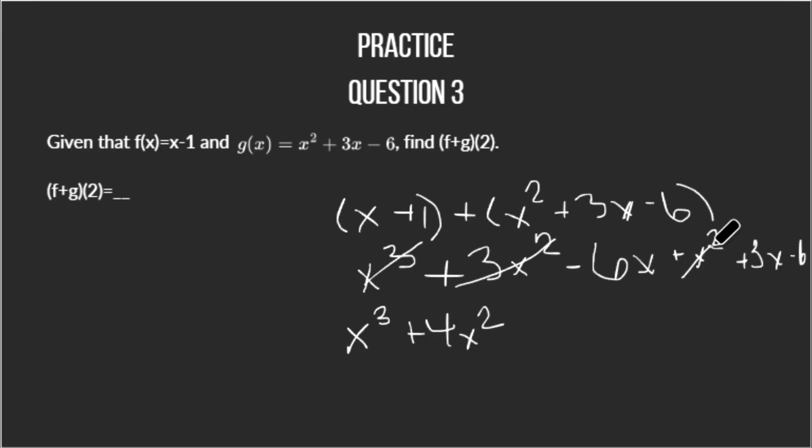We have negative 6x and positive 3x, so that's negative 3x. And we have negative 6.